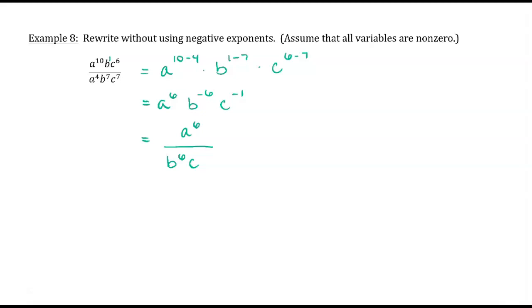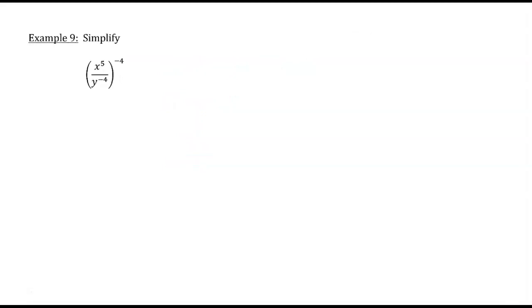Let's go on to our last example like this. Here in example 9, we need to use our quotient rule and apply that exponent of negative 4 to both the numerator and the denominator. This will give us x to the 5th raised to the negative 4th in the numerator and y to the negative 4 raised to the negative 4 in the denominator.